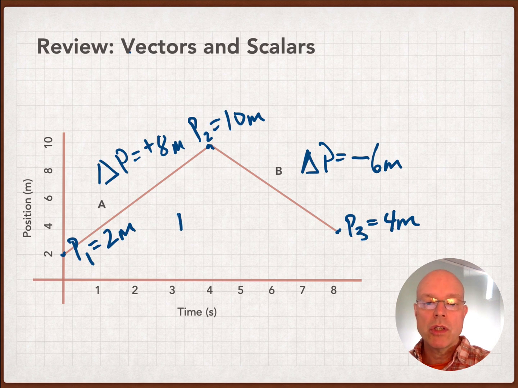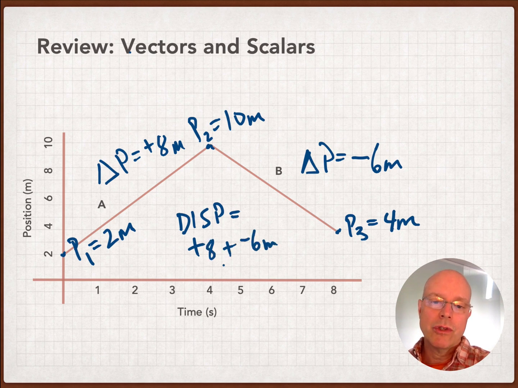The overall displacement would be, you'd have positive 8, and then you'd add it to a negative 6, and you'd see that the overall displacement was positive 2 meters. Well, you could see that if you looked. We started at 2 meters from the origin, and we ended up out here at 8 seconds, 4 meters from the origin. So yeah, it looks like we moved positive 2 meters.